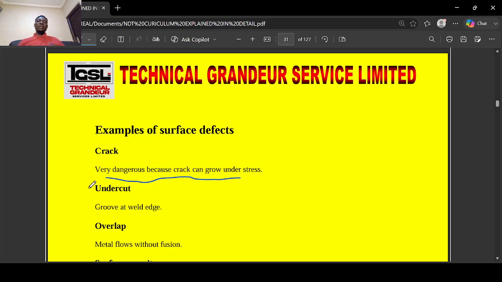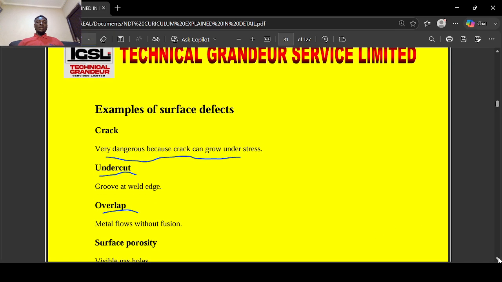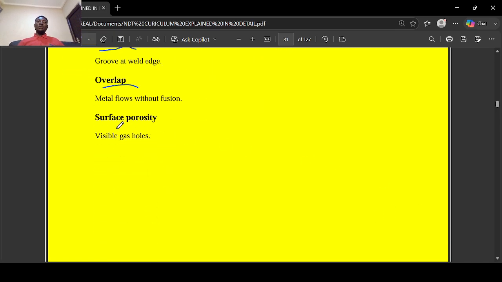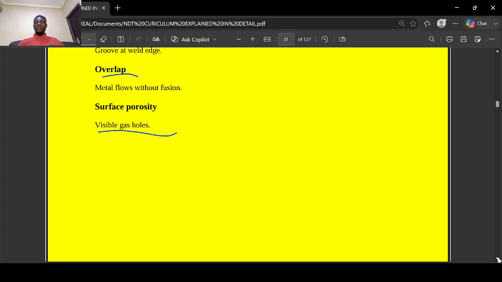Understand? Another thing, we have the undercut. All these are surface discontinuities that you can see on the surface of the weld or the pipe: undercut, a groove at the weld edge; overlap. You can see it visually on the surface. Surface porosity, a visible gas pore. You can see it. Understand? These are surface defects.